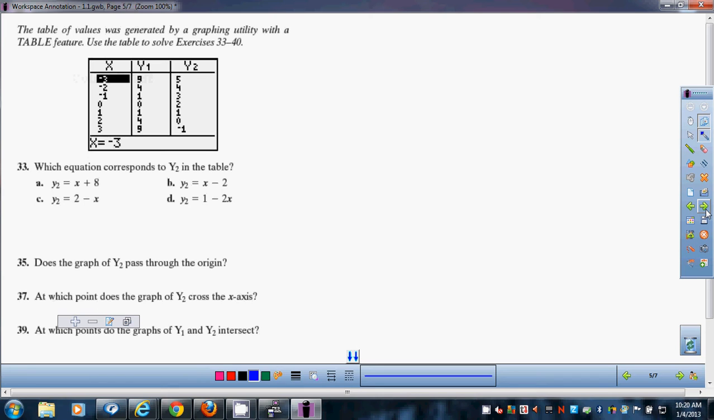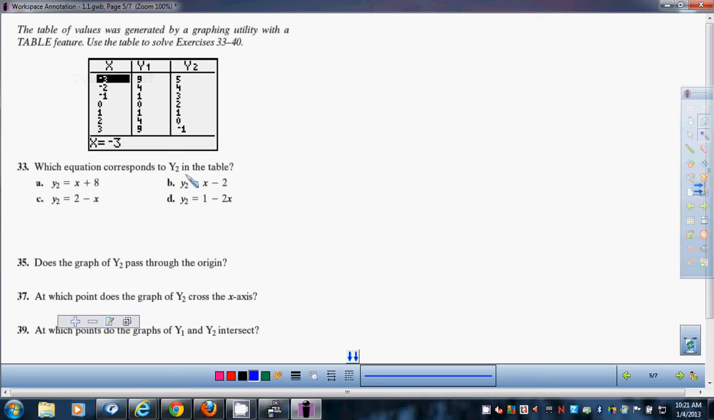The thing to remember is this is really just an XY chart. These are the X's, these are the Y's. Which function generated those X's and the Y's? C. Let's see. 2 minus negative 3 is 5, check. 2 minus negative 2 is 4, check. 2 minus negative 1 is 3, check. And I'll assume the rest of them. So very good.